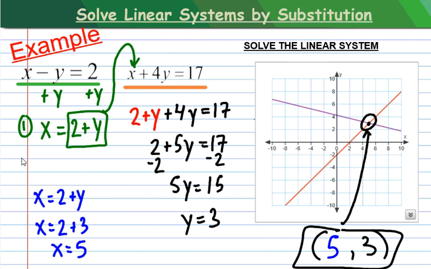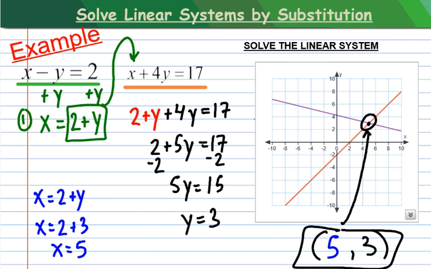Step 1 is actually more going on right here. Step 1, getting x by itself. Step 2 is substitution. And then this is step 3.